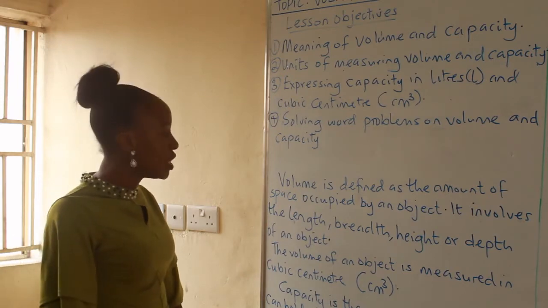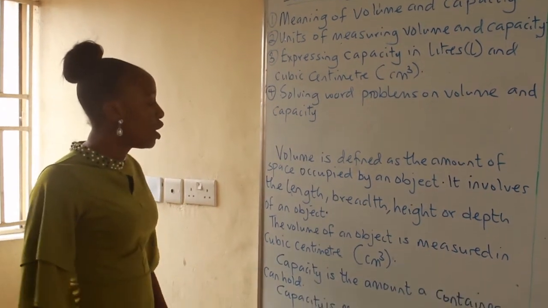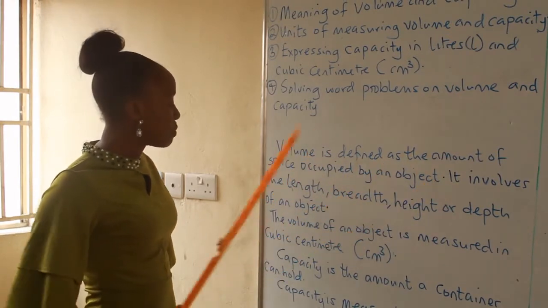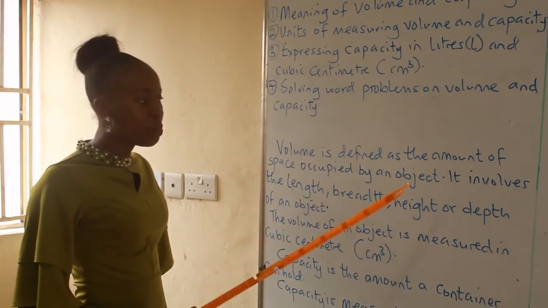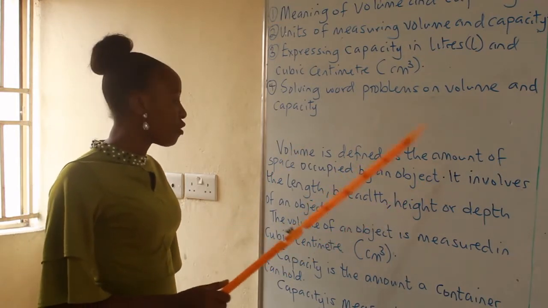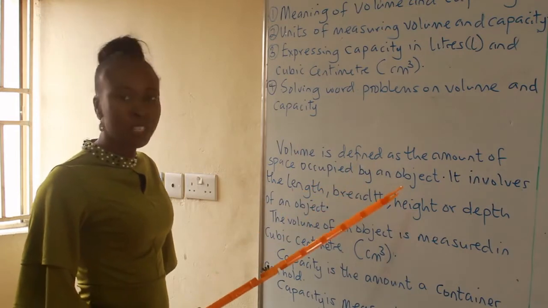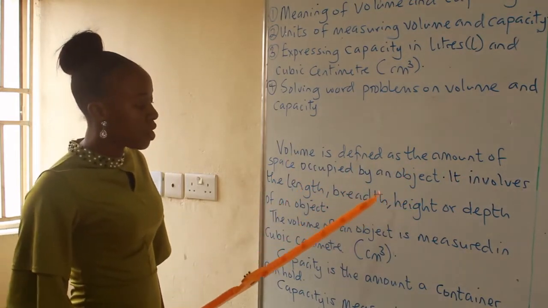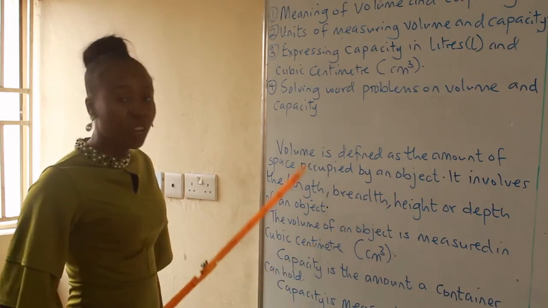Alright, what is volume? Volume is defined as the amount of space occupied by an object. It involves the length, breadth, height, or depth of an object.